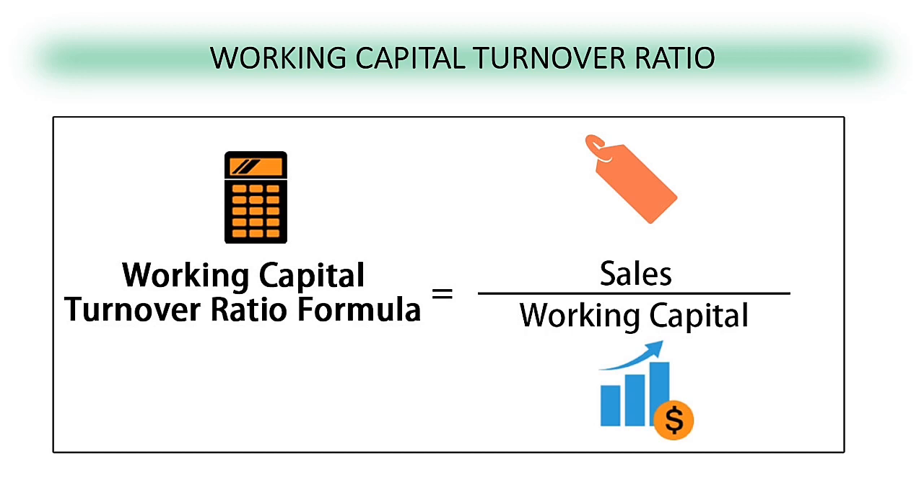It signifies how well a company is generating its sales with respect to the working capital of the company. The two variables to calculate this ratio are sales or turnover and the working capital of the company. The working capital of the company is the difference between the current assets and the current liabilities. So let's have an example.